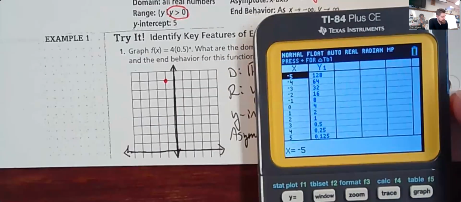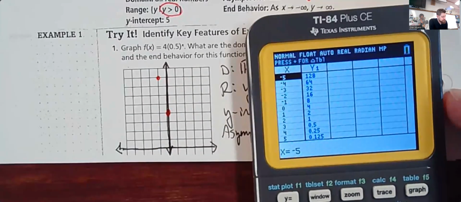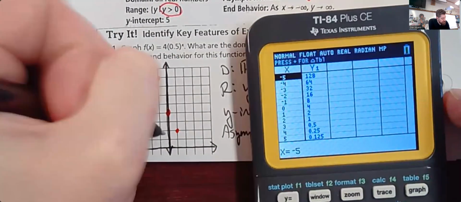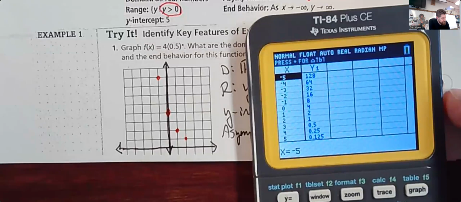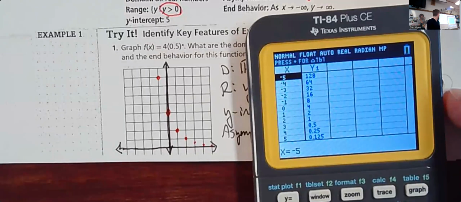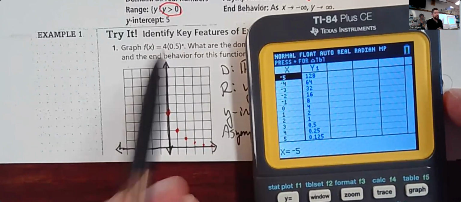There's -1, 8. 0, 4, right here. 1, 2, 2, 1. 3 is 1/2. 4 is 0.25. 5 is 0.125, which makes sense because every time we go 1 to the right, the value of y is getting cut in half because that's the value of b. Which means it's being divided by 2 every single time. That's what happens to our function every single time with a y-intercept of 4.